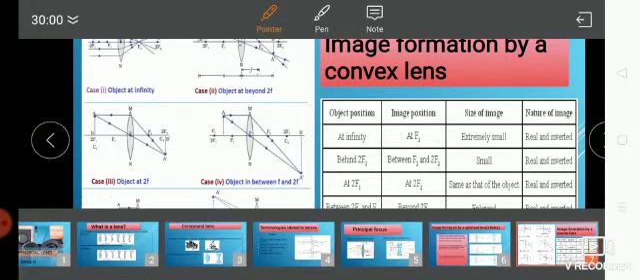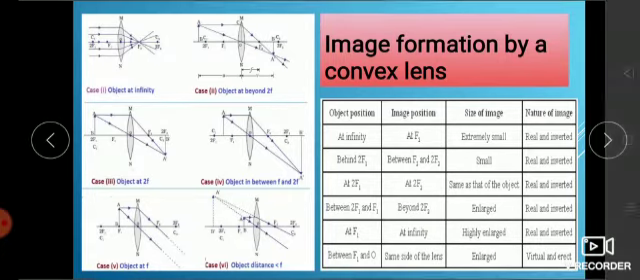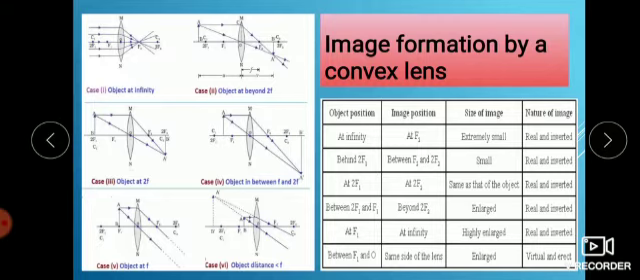Is that clear? So this is how it looks at infinity, then beyond 2f1, then at 2f1, between 2f1 and f1, at f1, and between f1 and O. Okay, in the case of the mirror also I've told you the same strategy, you can follow it here also. The last one you can leave as such.